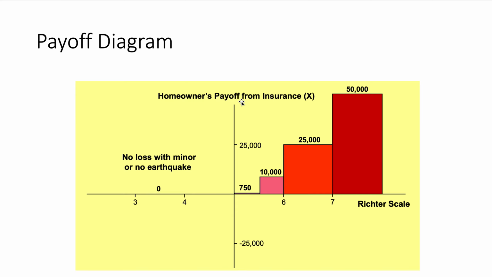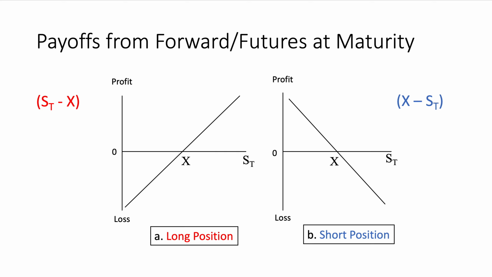Now this is just using a bar chart. Now let's assume the scale is continuous from 0 up to 8. Any value can occur, 1.2, 1.5, 1.6. If the payment is a continuous variable, a continuous number, then we will see a chart like this. Now this is the payoff from the forward or futures contract at the contract's maturity date.